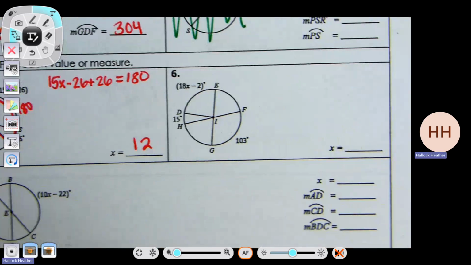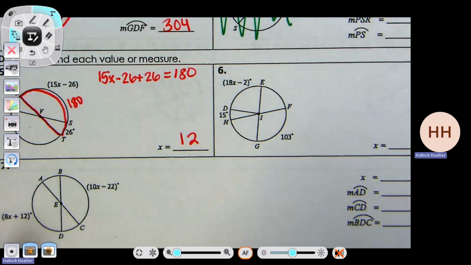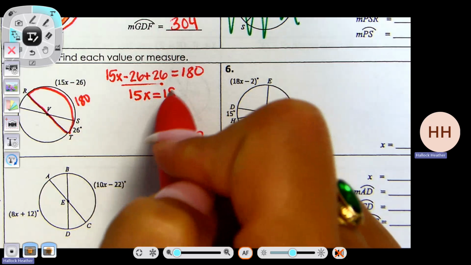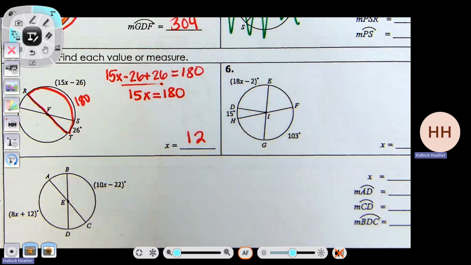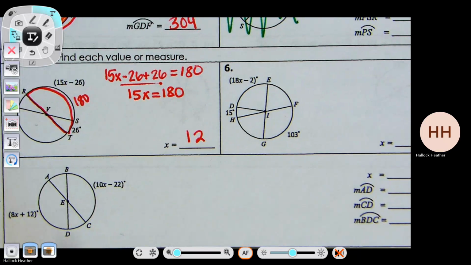Once again, take a second, think, look at what we got. If you combine negative 26 and 26, that's 0. So you're just dividing 180 by 15. Okay, look. So these cancel because that makes 0. Because you're adding them together to make 180, because half of a circle together makes 180. So together adding, and then I would just divide, get 12.